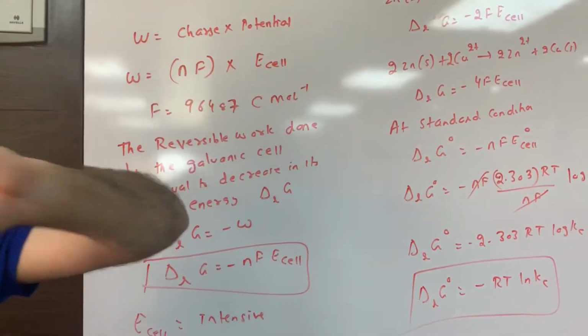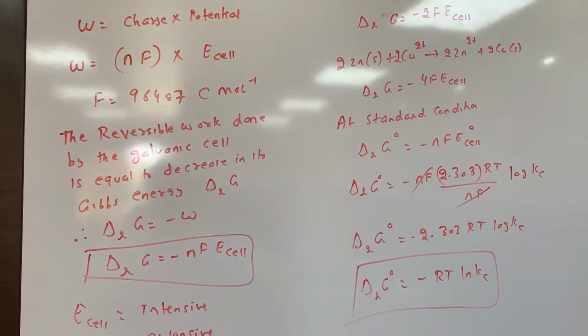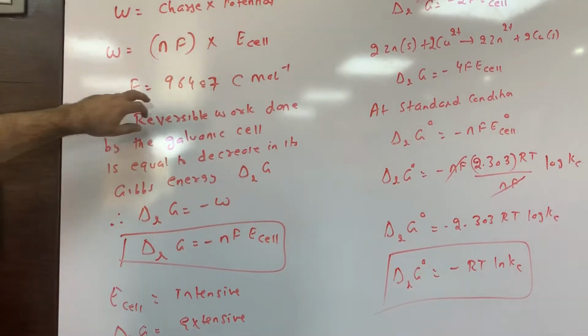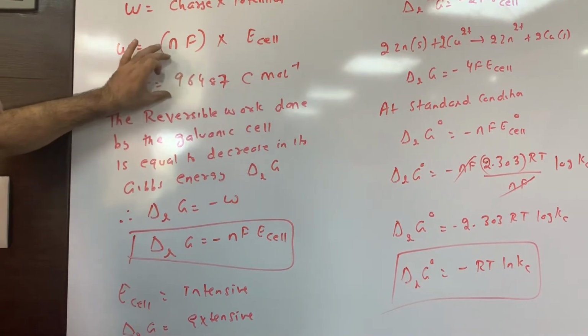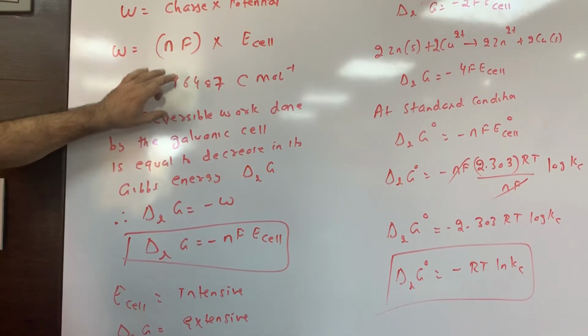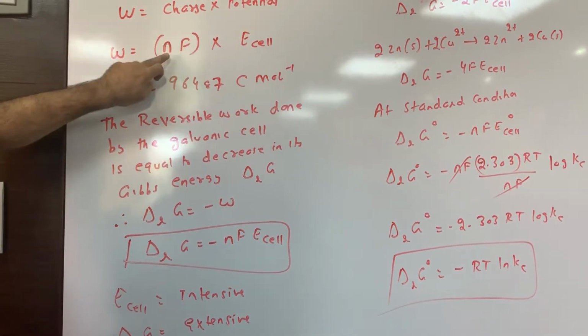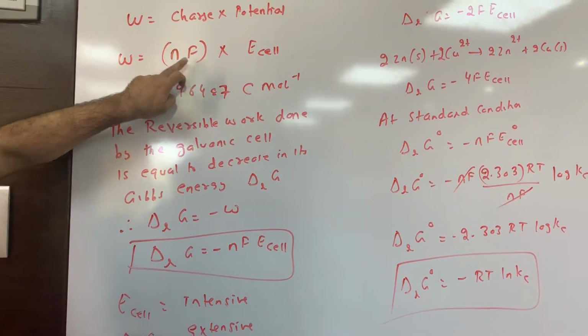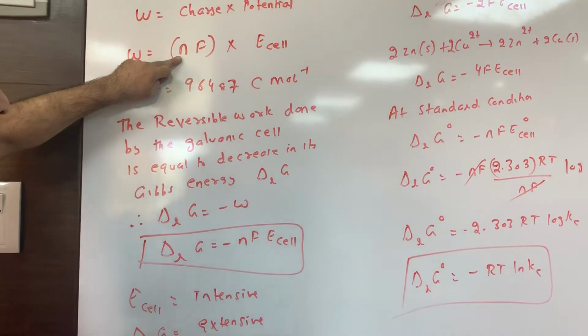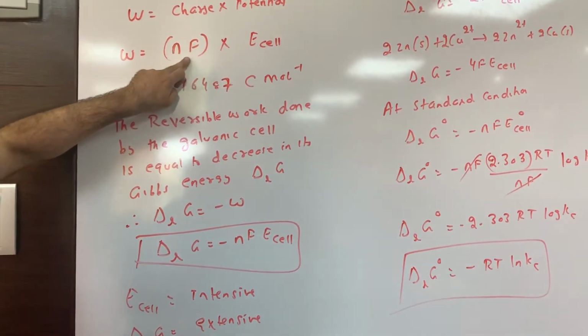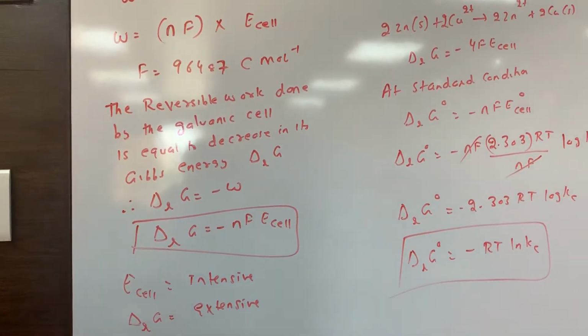Now here in chemistry, please remember, Faraday, this F, is defined as charge per mole, 96487. I will do it thoroughly in the next topic. As of now, remember, charge is n into F. n is the number of electrons exchanged, F is for 1 mole of electrons, and n is the number of moles of electrons exchanged. So this is nF, and the potential is E cell.